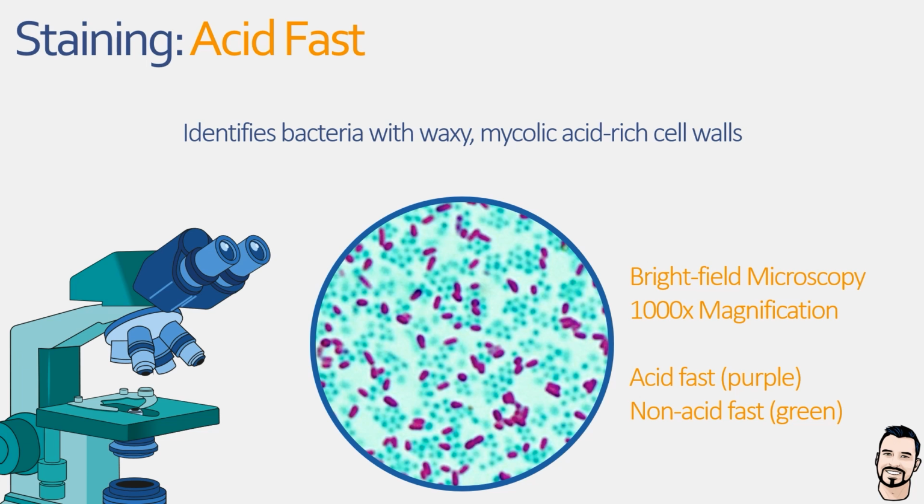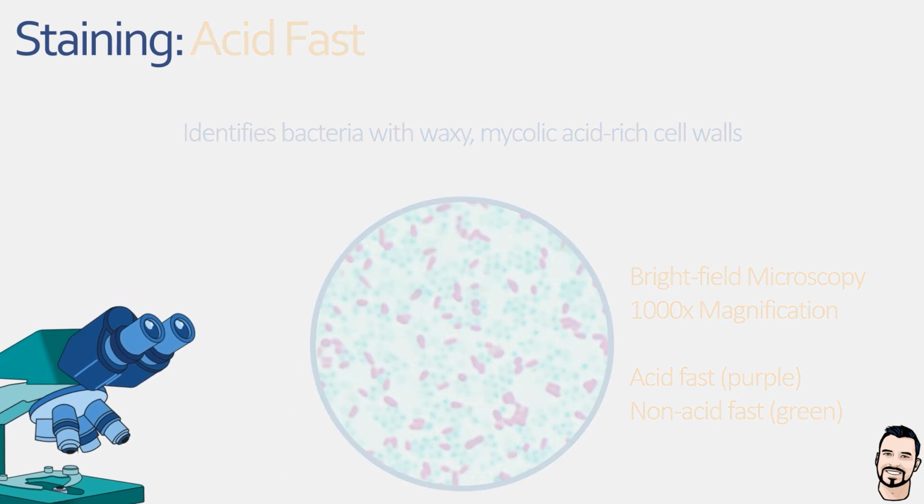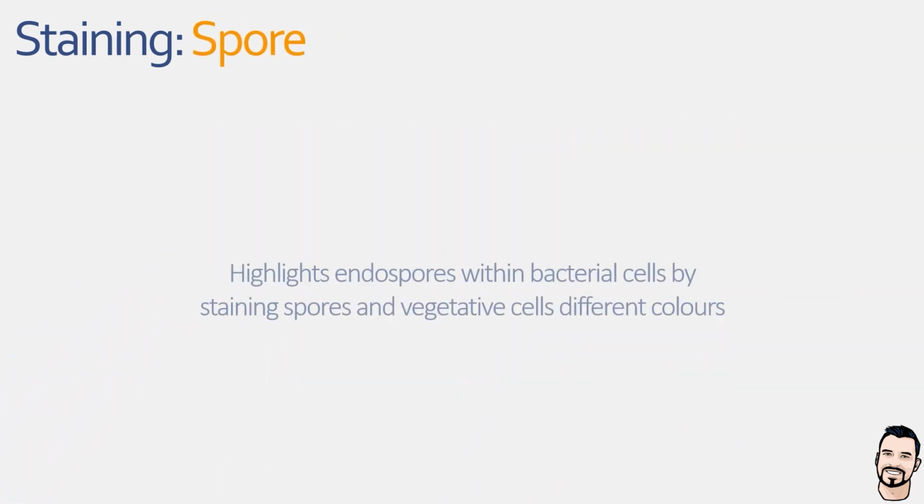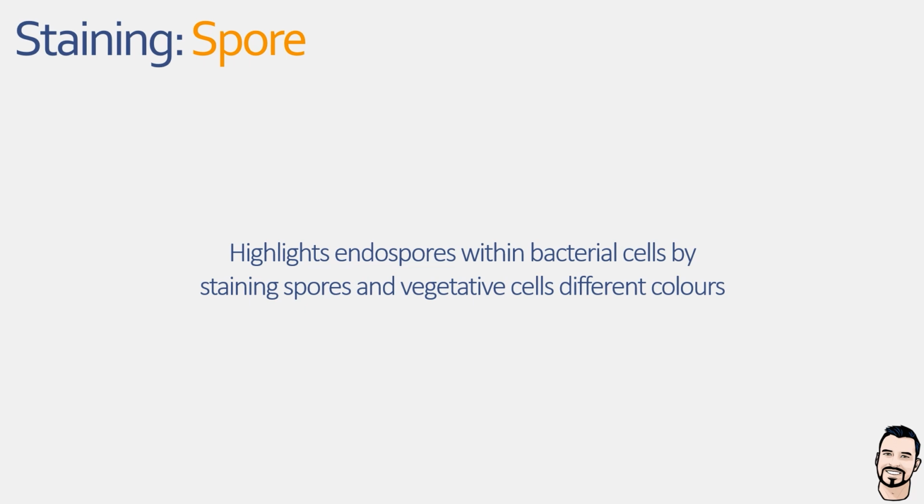Now some bacteria, such as various Bacillus and Clostridium species, can produce highly resistant spores, allowing them to survive harsh conditions. These spores have a tough outer layer that makes them very difficult to stain with conventional methods. And so to visualize spores, we use the spore stain technique. This is where malachite green is applied and driven into the spores using heat, allowing the stain to penetrate the tough spore coat.